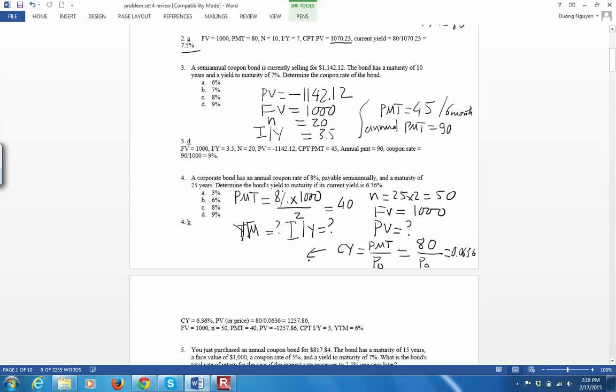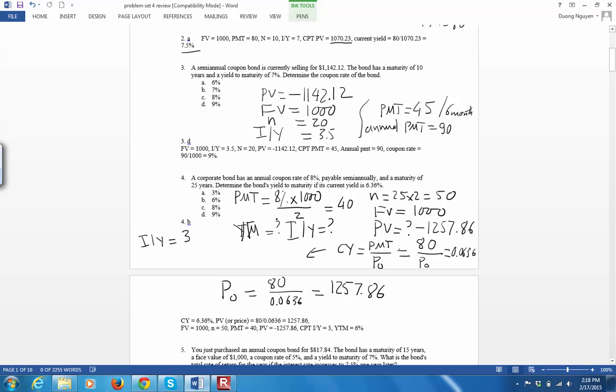From here you can easily get the price of the bond: 80 divided by 0.0636, which gives you 1257.86. After you get the price of the bond from the current yield, you put it in the calculator, but you have to put a negative sign because it is an outflow. So you put 1257.86, and then you should be able to compute I/Y. From the calculator, you get I/Y equal to 3%.